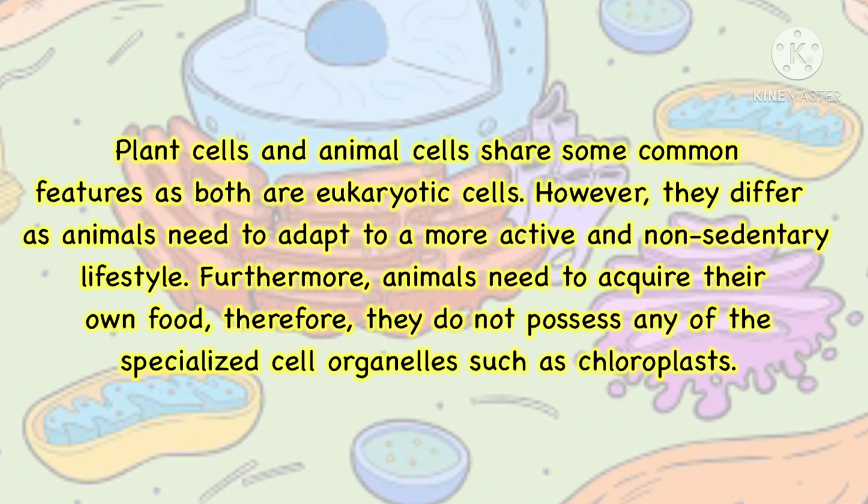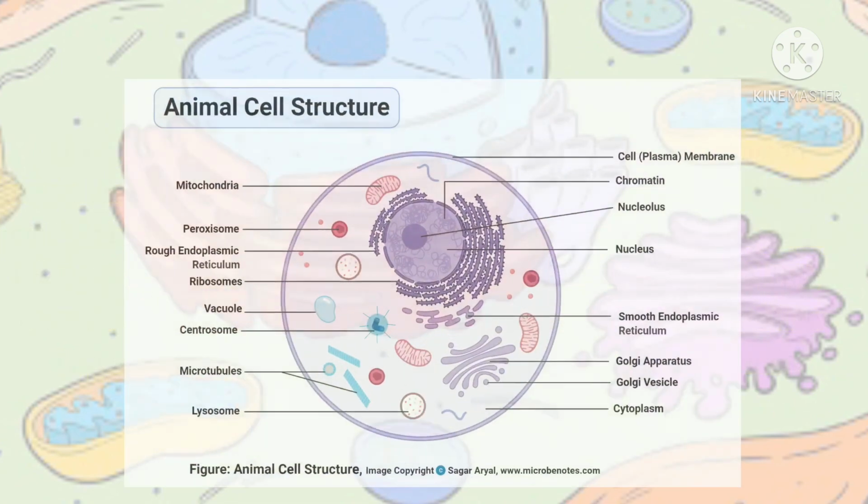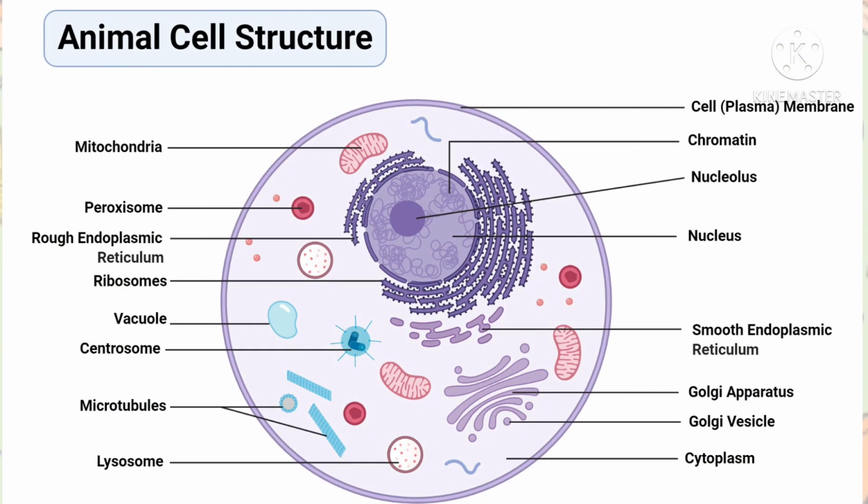Plant cells and animal cells share some common features as both are eukaryotic cells. However, they differ as animals need to adapt to a more active and non-hereditary lifestyle. Furthermore, animals need to acquire their own food, therefore, they do not possess specialized cell organelles such as chloroplasts.